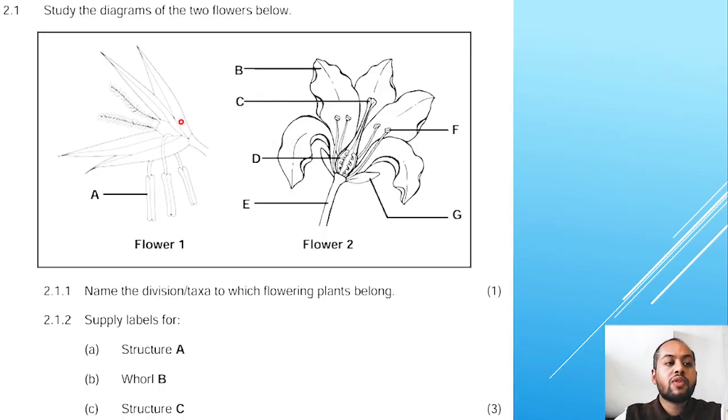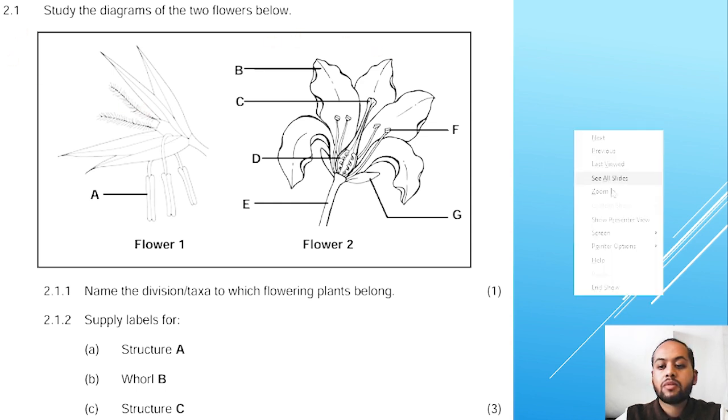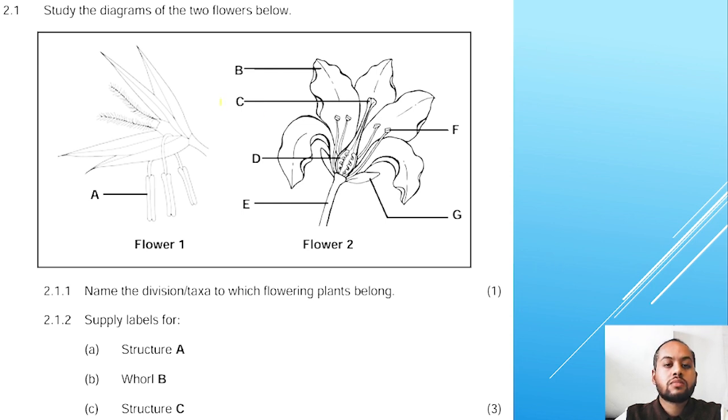The first question that we'll focus on is a question 2.1 that reads, study the diagrams of the 2 flowers below. So you see there are 2 flowers given here. You have flower 1 as well as flower 2.